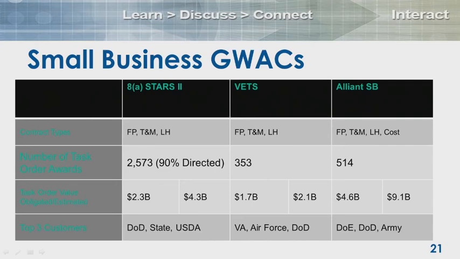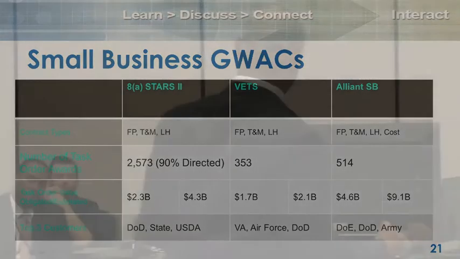Actually, I think I looked last night and it was $1.8 billion. So these are active contracts. These are popular contracts. And the Alliant Small Business GWAC, $4.6 billion. So a lot going through these contract vehicles.